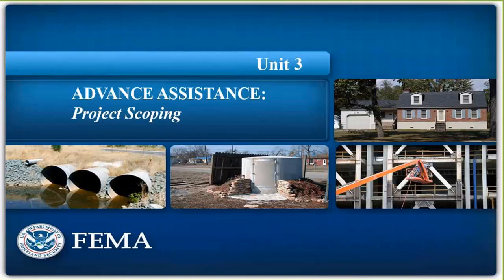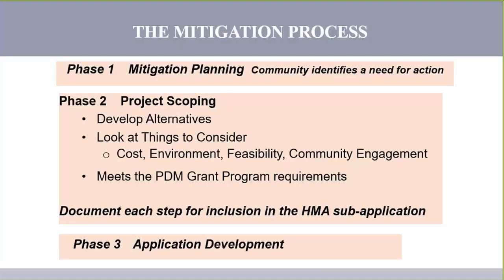So now we're going to discuss advanced assistance and how that can be used for project scoping. So here's a little breakdown of the mitigation process. Phase 1 would be your mitigation planning. So, what risks and hazards does your community face? And again, a mitigation plan is required for advanced assistance.